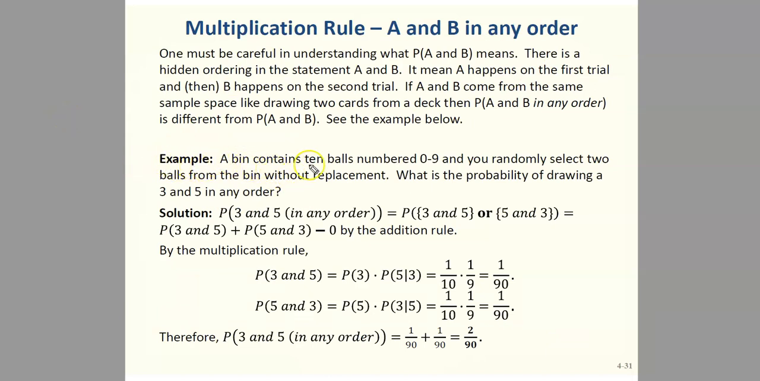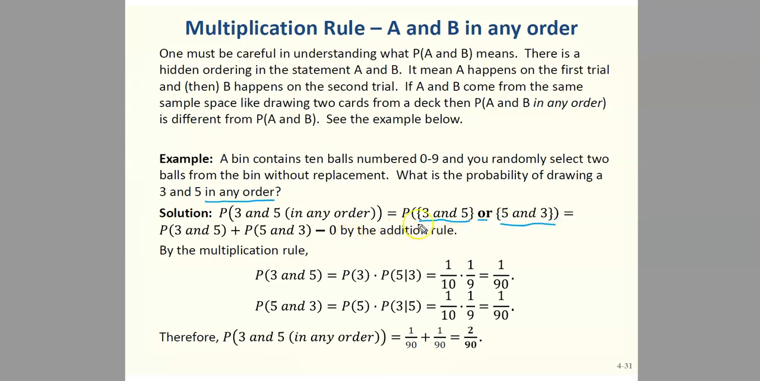Now for this example, we're going to do a slight variation of the previous example. We have a bin containing 10 balls numbered 0 through 9, and we randomly select 2 balls from the bin without replacement. We want to find the probability of drawing a 3 and a 5 in any order. So the probability of getting a 3 and a 5 in any order is going to be the probability of getting a 3 and then a 5, or a 5 and then a 3.